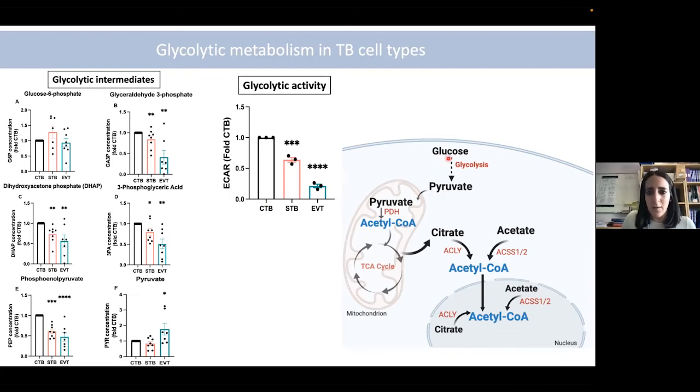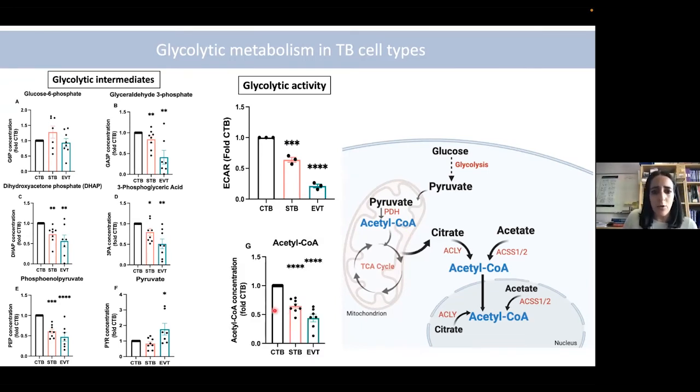And as the product of glycolysis in the end is acetyl-CoA, we also measured the levels of acetyl-CoA in total, and again they are higher in CTB compared to STB and EVT. So this supports my hypothesis that a greater glycolytic activity is usually associated with higher acetyl-CoA levels, which are then able to diffuse into the nuclei and perform histone acetylation and support trophoblast differentiation.